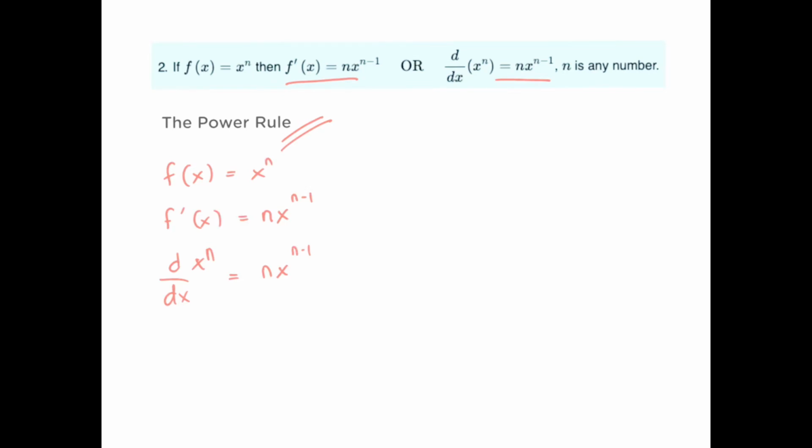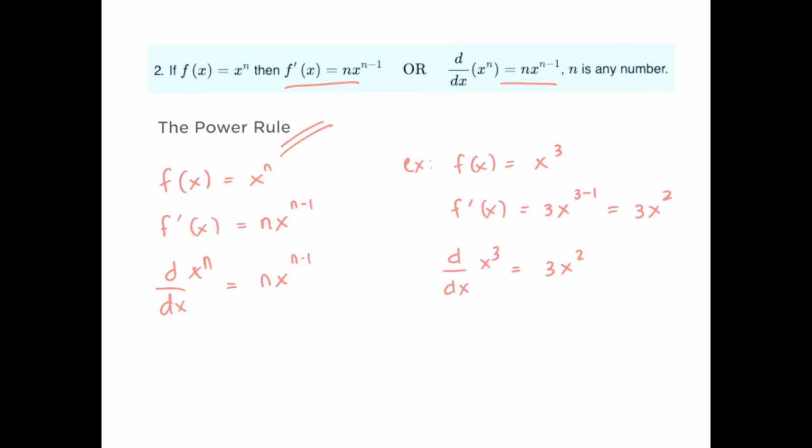Taking f of x is equal to x raised to the power of 3. If we take the derivative of that function, that's going to be written this way. The derivative of the function f of x would just be equal to 3 x raised to the power of 3 minus 1, and that is just equal to 3x squared. Or we could say that the derivative of x cubed with respect to x is going to be equal to 3x squared.